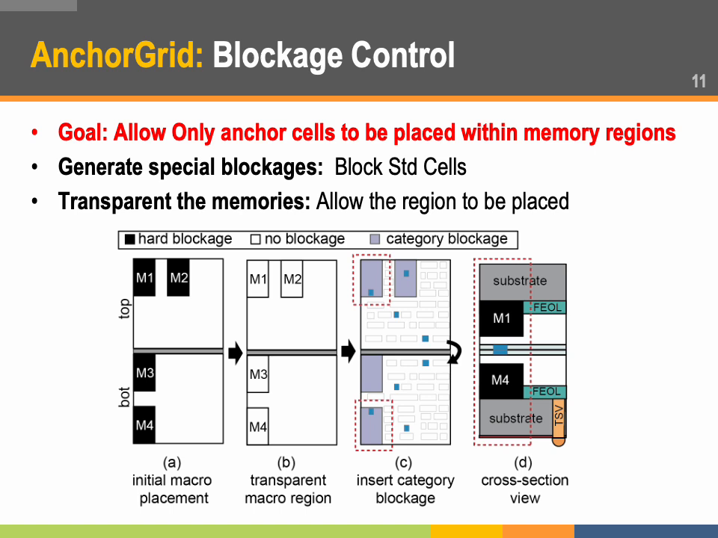Next, we ensure the correct alignment of anchor cells by introducing placement constraints. The first constraint allows the anchor cell to be placed within the memory region. In face-to-face 3D IC, the 3D terminal can be floated at the top. To enforce this constraint, we generate a special blockage that prevents standard cells from being placed in this region, while allowing the anchor cells. Additionally, we make the memory region transparent by treating them as the cover cells, ensuring that they do not occupy silicon area while their pins remain unchanged.